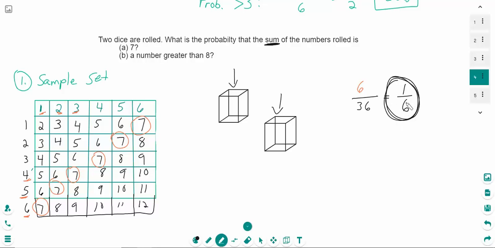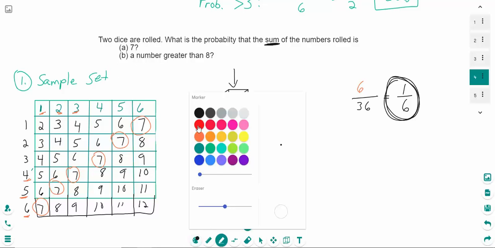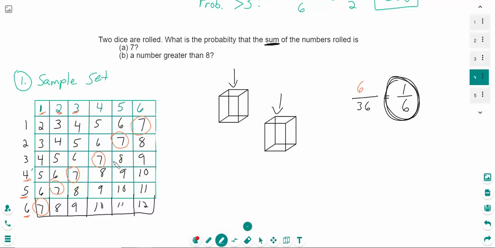If I roll them 6 times, in a perfect world, one of those times I would get a 7. All right? Okay, very good. Now, how about B? How about a number that is greater than 8? Okay, well here we need to find everything in this sample set that produces something greater than 8.